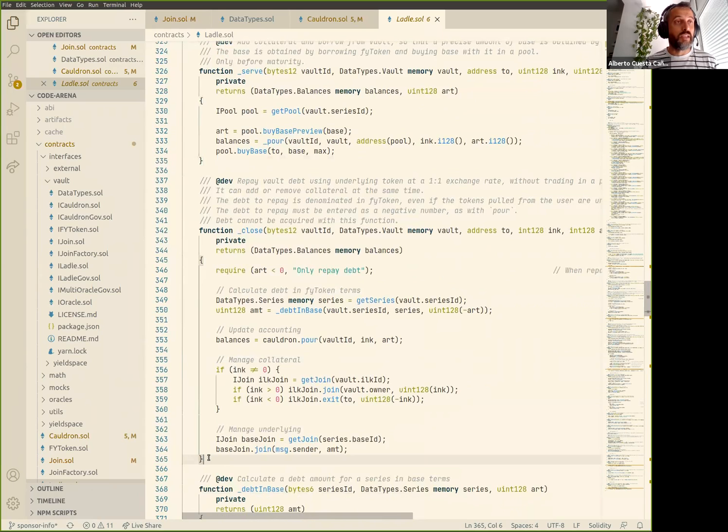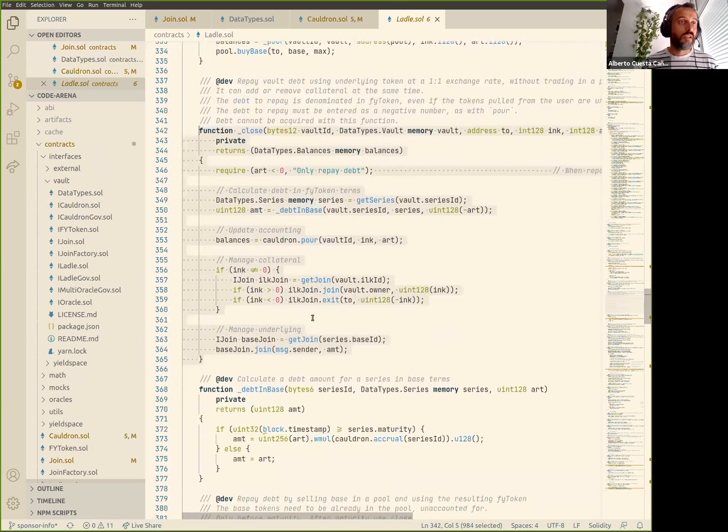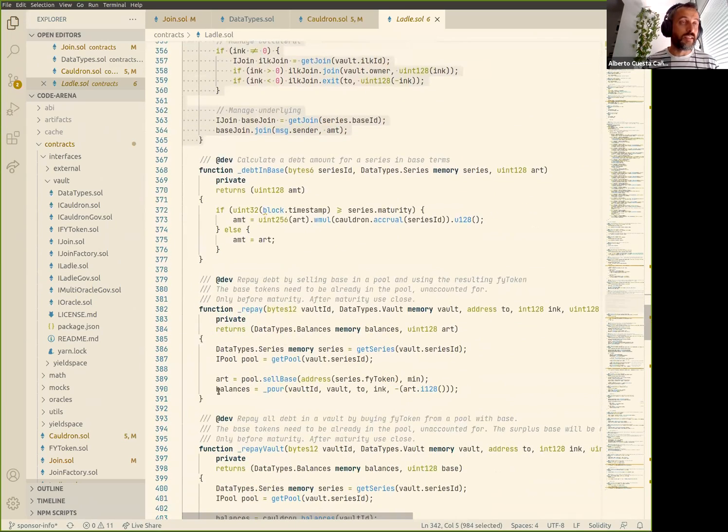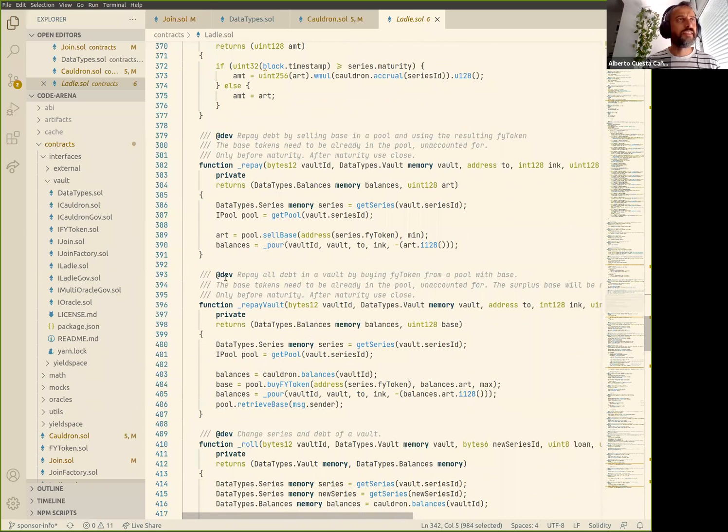We can pay with debt with underlying, which now we don't need to implement a specific action in the Cauldron. We just do it. We have many ways of repaying.